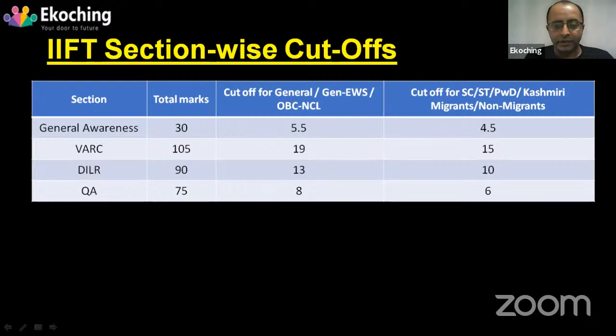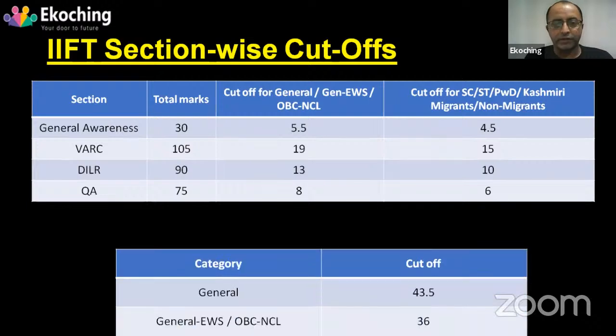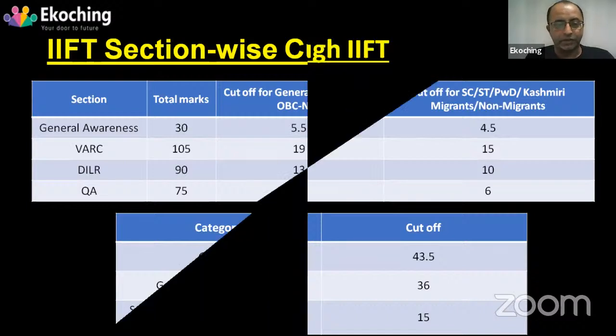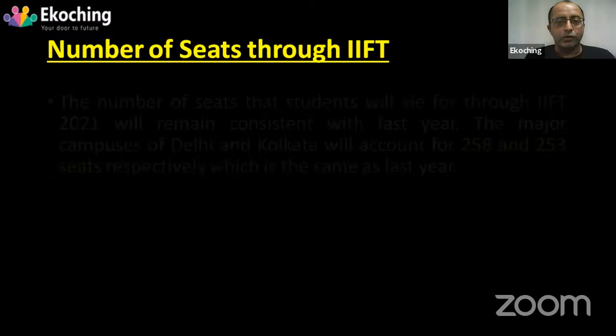So do target this examination and do focus on your overall cutoff also, along with the section wise cutoff you require. Suppose if you are coming from the general category, the minimum cutoff will be 43.5. For EWS category it is 36, and for SC/ST or Kashmiri migrants or non-migrants you require 15 marks. This is the minimum cutoff to get into the selection process. So number of seats कितनी है?